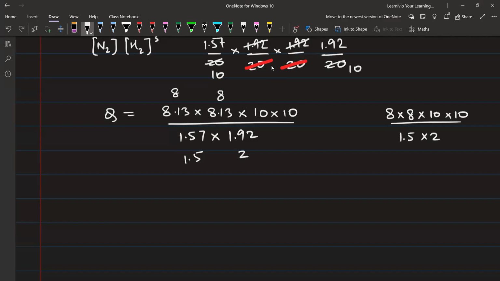Make sense? So 1.5 into 2 will be 3. 8 8 are 64, 6400 divided by 3. I wrote 6400 as 64,000. 6400 divided by 3, approximately, this answer will come. You should always do this in rough. Fine. So let us see what is the answer. So it is 2133.